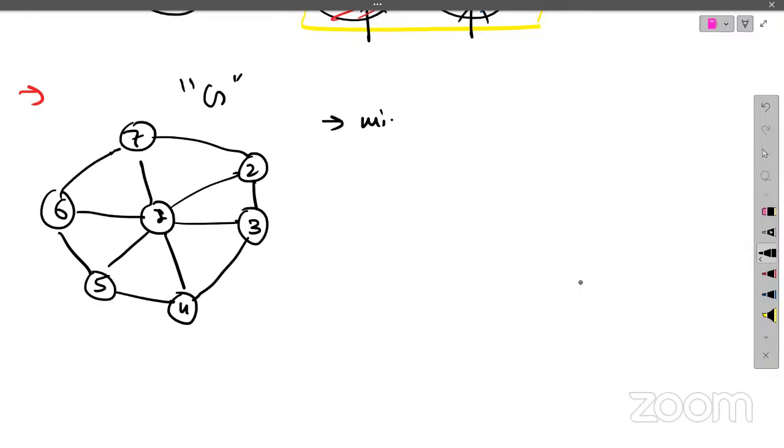Minimum number of colors? 4, ma'am. Okay, 3, 4. Any other choice? 6. Are you sure? 6? Minimum number of colors we need. No, ma'am. Okay, 4. Okay.